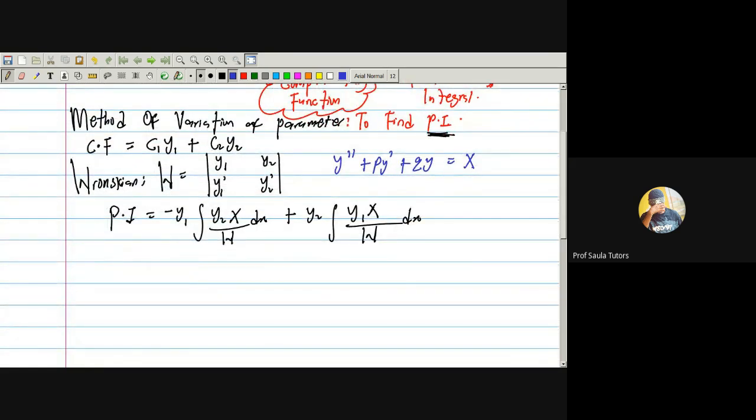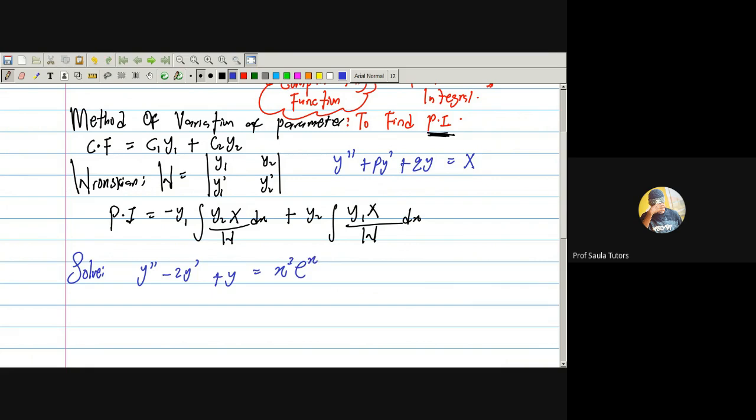Let us pick a question. Now check it out. Look at this question. So we have to solve this differential equation: y'' minus 2y' plus y equals x cubed exponential x. Now look at what we are having here now.